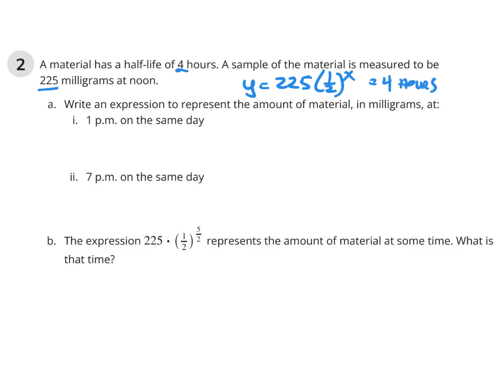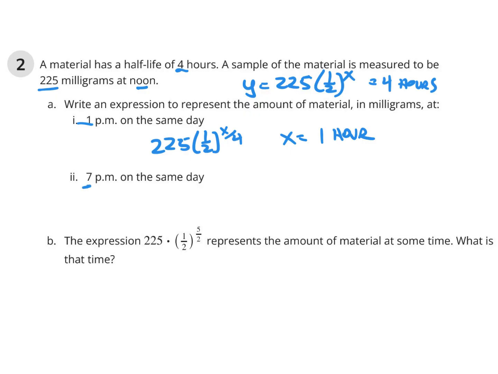Now, 1 p.m. on the same day, so noon to 1 is 1 hour. So to get 1 hour from 4 hours, that's going to be 225 times 1/2 to the x over 4. And that will give us 1 hour, where x equals 1 hour.